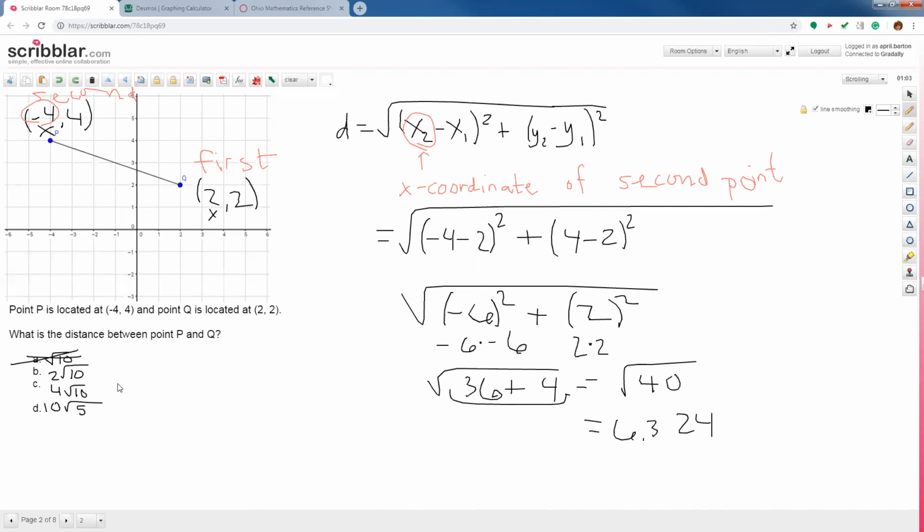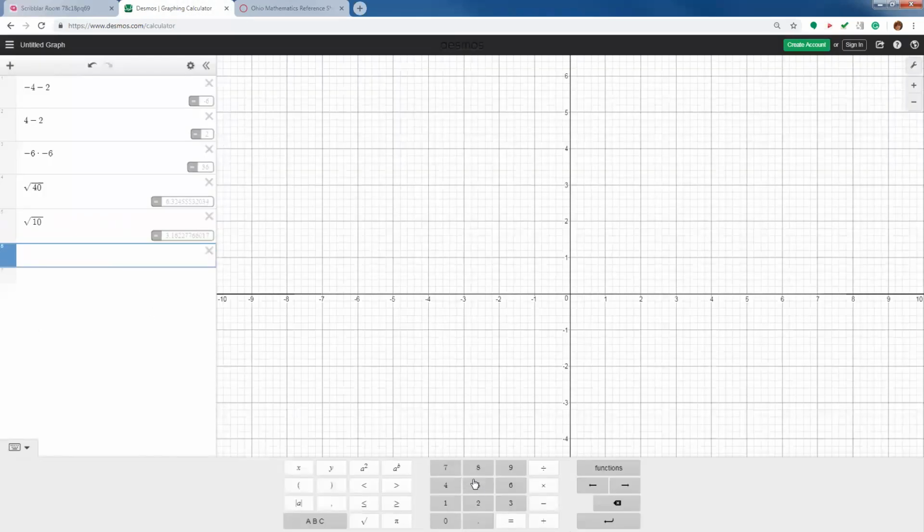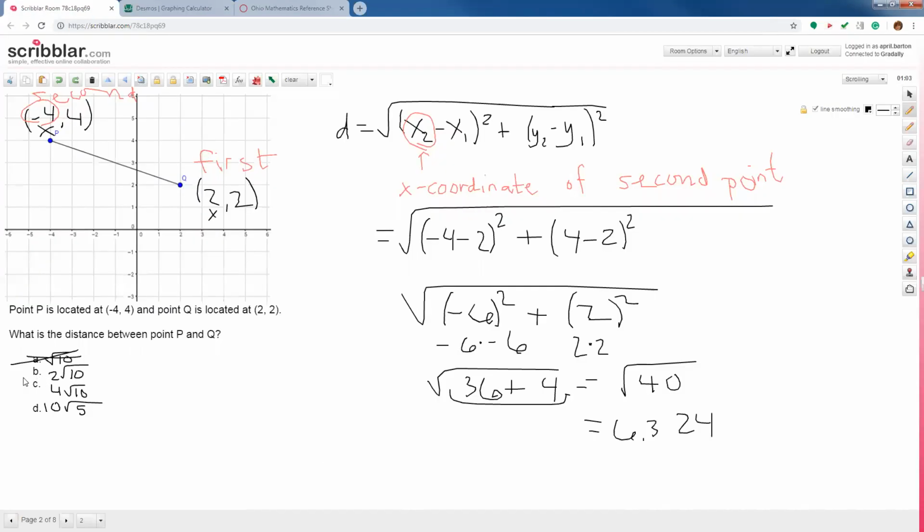So then we try answer choice B, 2 square root 10. Now do we get the same crazy answer? Yes. So now that it's matched, it's exactly the same. We know answer choice B is correct.